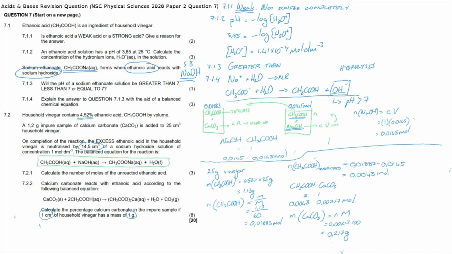And now that we know how much calcium carbonate there actually was present in this initial sample, we can calculate the percentage purity or the percentage calcium carbonate in the given sample by saying that is the actual mass, 0.217 grams, divided by the total mass that was given, which was 1.2 grams, where we were told it is 1.2 grams of an impure sample. And because we want that to be a percentage, we multiply by 100 to find that our percentage purity, or the percentage calcium carbonate, was 18.08%.